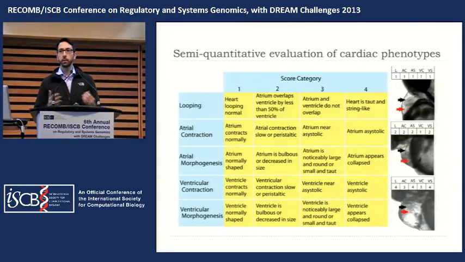I took videos of each of these morpholinos at 48 hours post-fertilization. I randomized the names of the files so I didn't know what I was evaluating, and this is a delta score. So it's a measure of how much worse are you than your controls from your particular day.